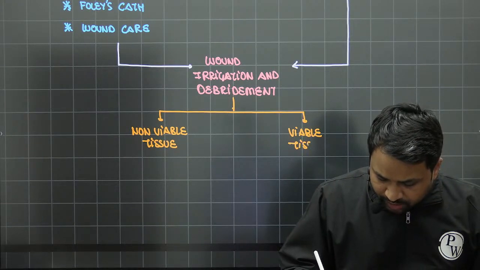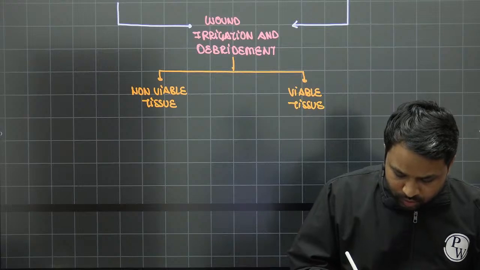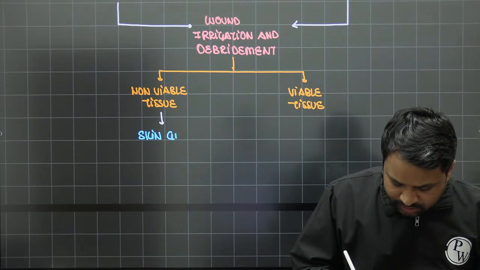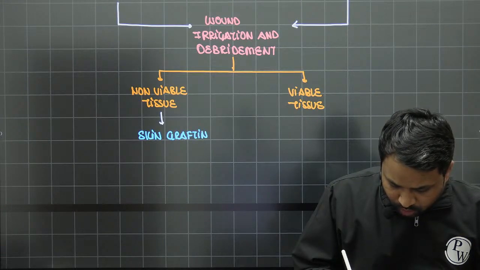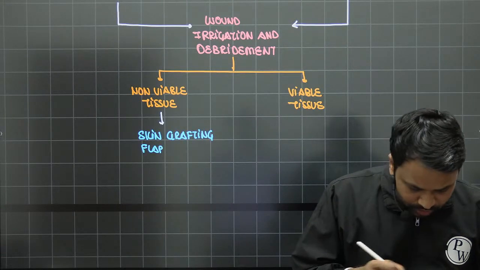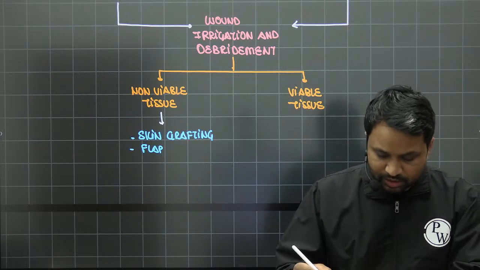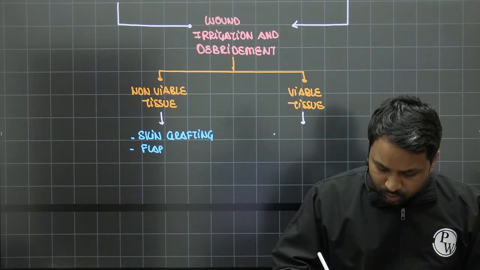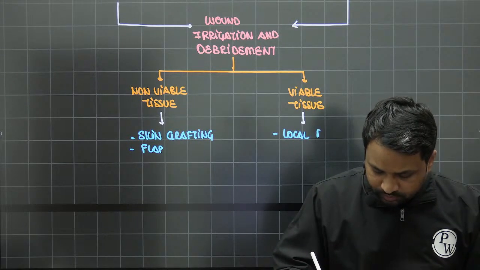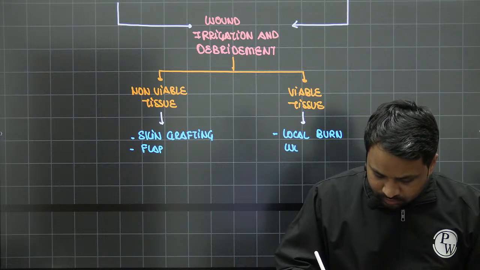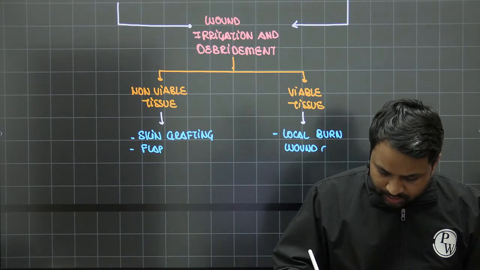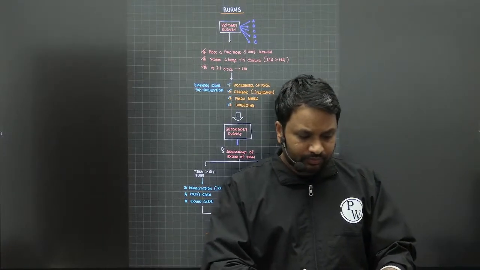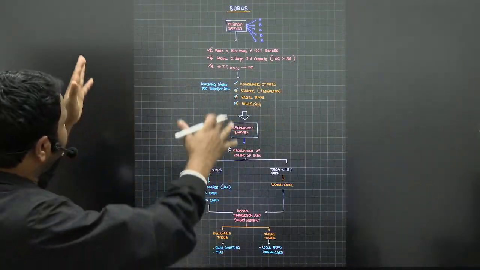Now, if it is a non-viable tissue, then obviously you have to resort to skin grafting or flap reconstruction. If it is a viable tissue, then it is going to be local burn wound care with topical agents and dressing materials. So our lecture is going to be based on this particular algorithm.